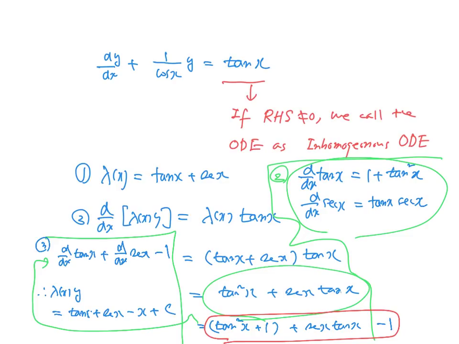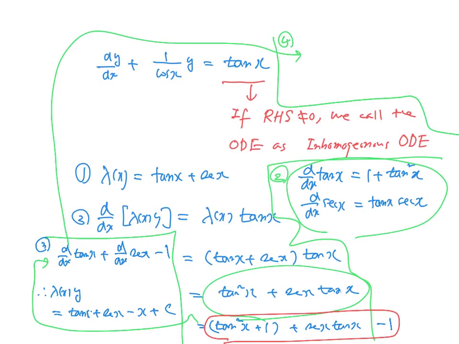Maybe we have a small space, 4. We can go this way. So y of x is actually 1 plus tangent x, secant x, c minus x. C is a constant. How about that? Not very difficult to follow, isn't it?